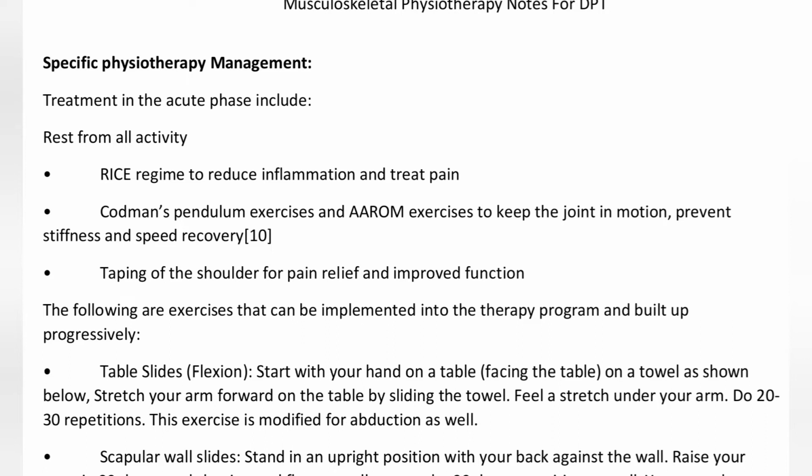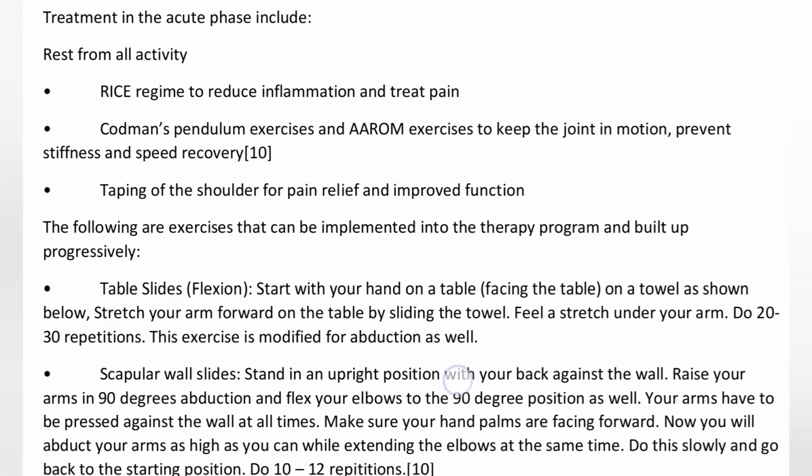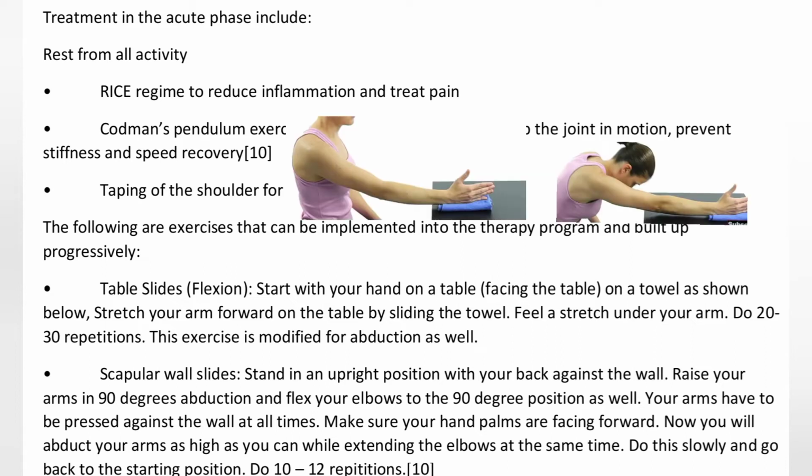Next one is taping of the shoulder joint for pain relief and to improve function. Taping is important. Kinesiology taping for pain and to improve function. Some exercises are used in the therapy program to build up progressively. Number one is a table slide flexion.